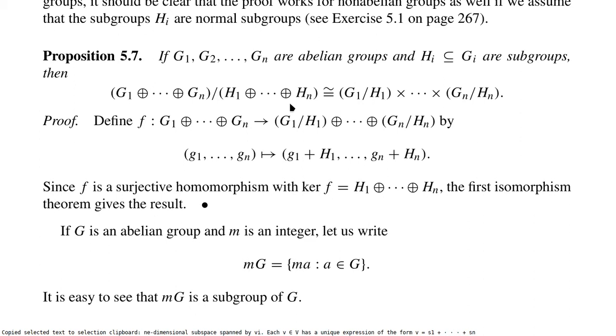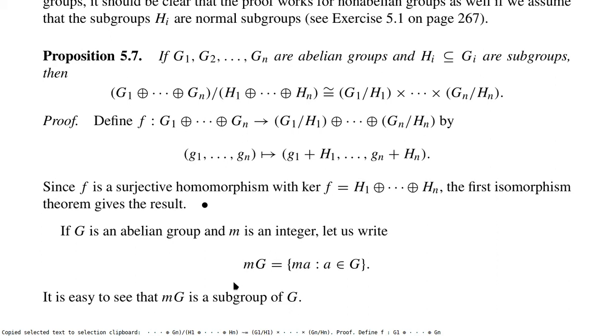Now this map is defined by taking a tuple from this direct sum, and then it maps it onto a tuple of cosets, right? Because remember, quotient groups are filled with cosets. So the cosets of course look like G1 + H1, G2 + H2 up until Gn + Hn. So that's your map, and this is surjective because each of these cosets gets hit by the elements from the tuple, and this is a homomorphism. That's very trivial to check.